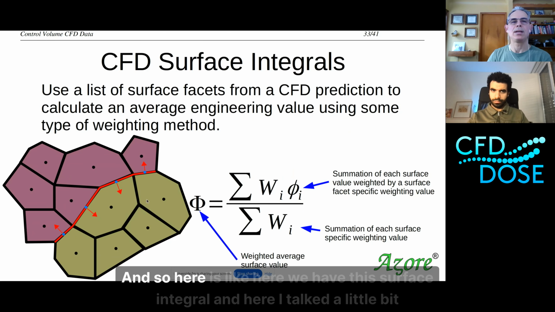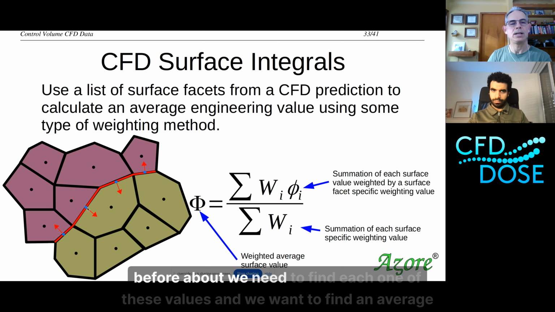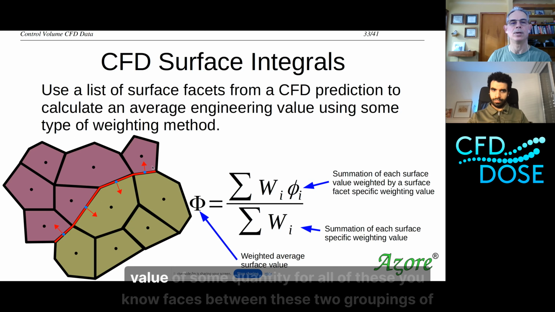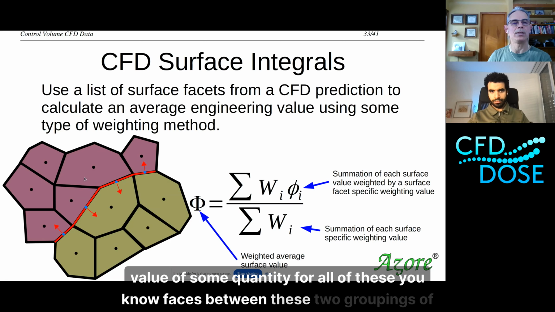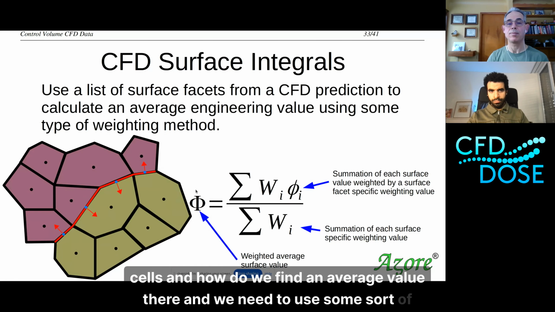And so here we have this surface integral, and I talked a little bit before about how we need to find each one of these values, and we want to find an average value of some quantity for all of these faces between these two groupings of cells. And how do we find an average value there? We need to use some sort of weighting method.